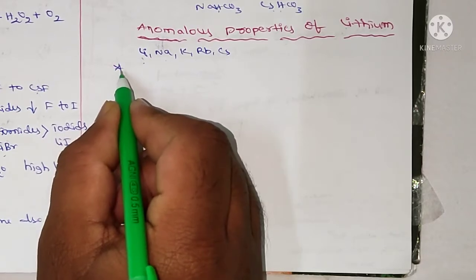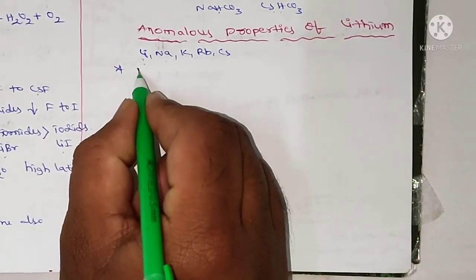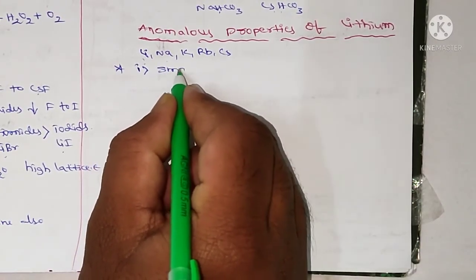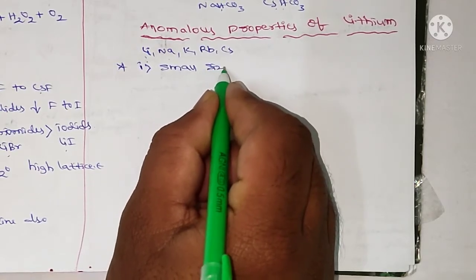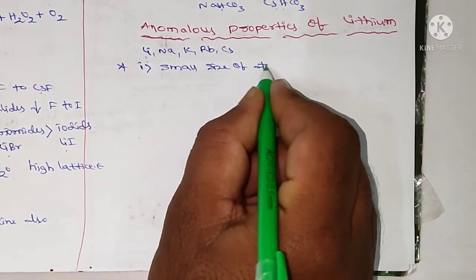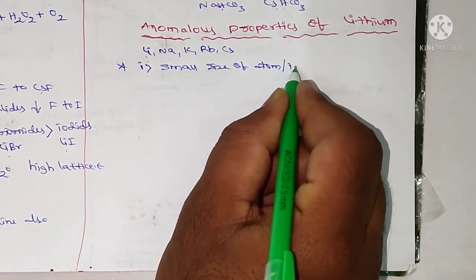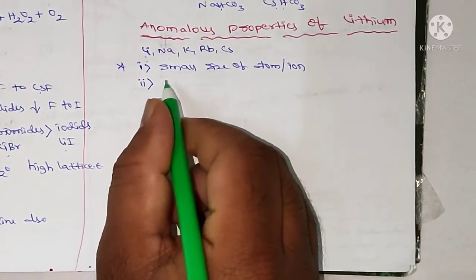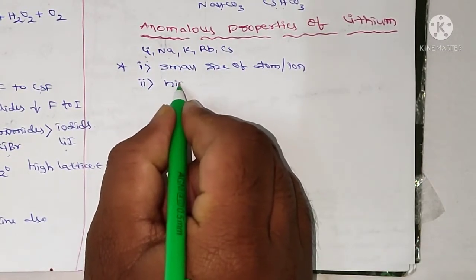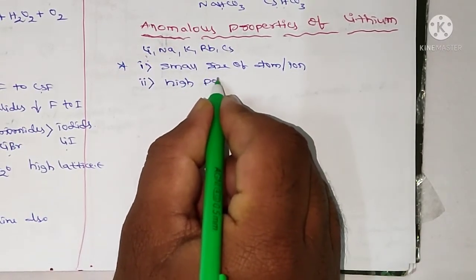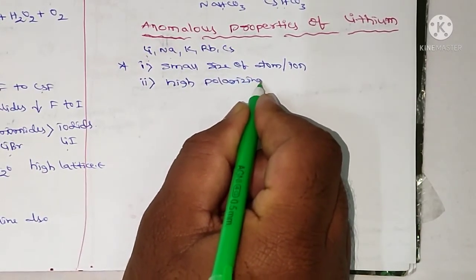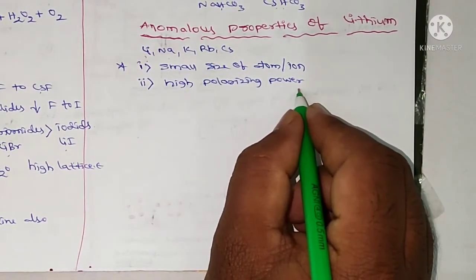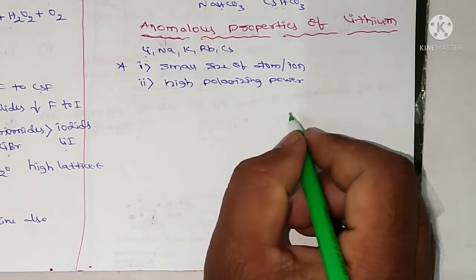The anomalous behavior of lithium is due to, number 1, small size of atom or ion. And second one, high polarizing power. As a result, covalent character increases.